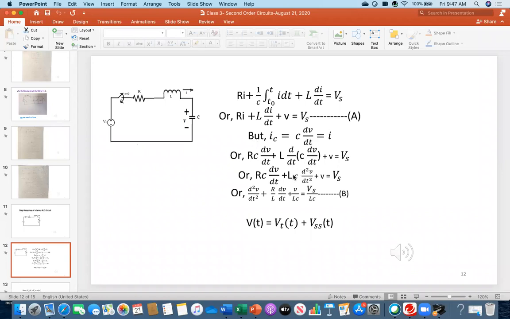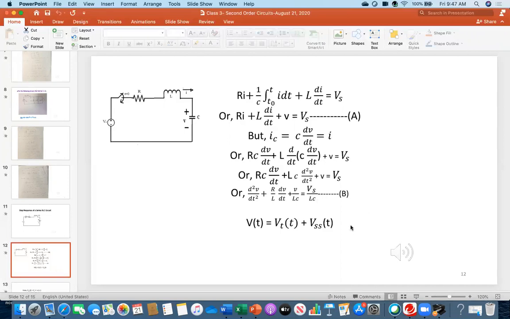Look at the middle term: LC d square V by dt square, and then Vs. Because there is d square V by dt square, I am rearranging here. So this is clearly a second order differential equation. This means this is a second order circuit.